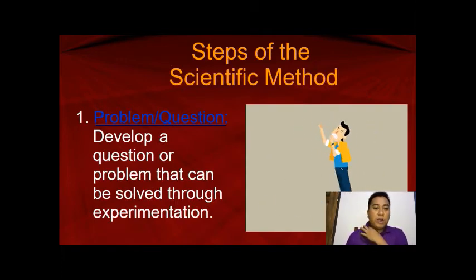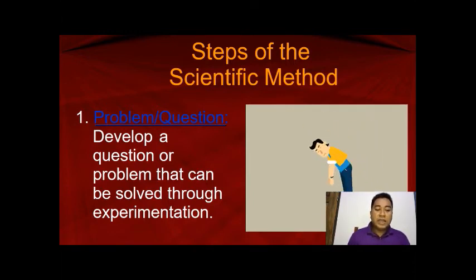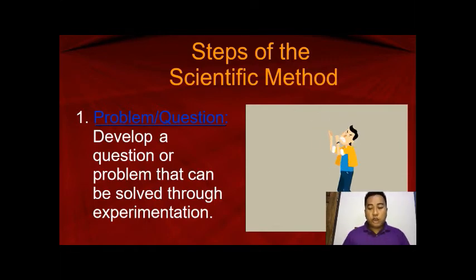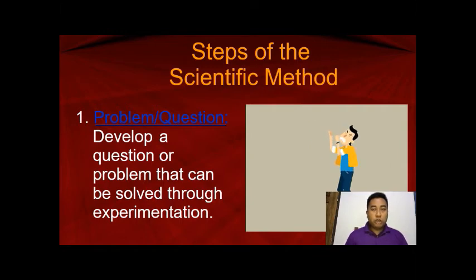Okay, so to elaborate furthermore on the steps of the scientific method. So, what is your problem? Problem is to develop a question or a problem that can be solved through experimentation. So, your problem should be SMART. SMART is an acronym which defines a problem, or what you are going to achieve in the furthest.